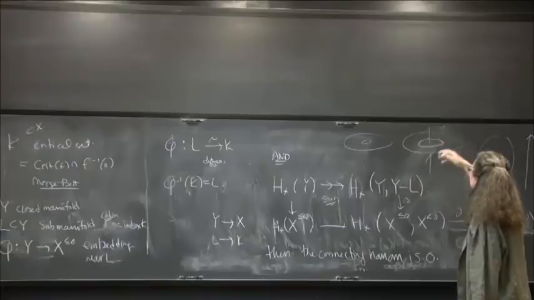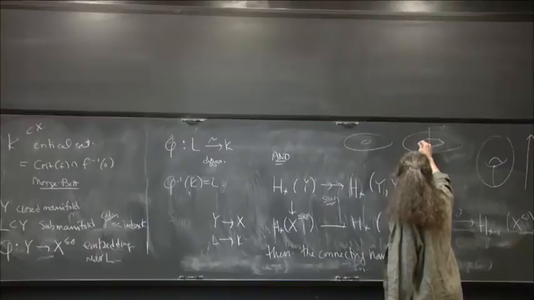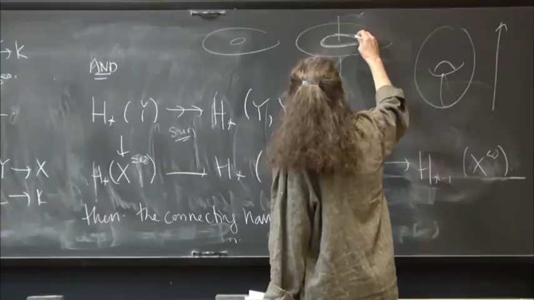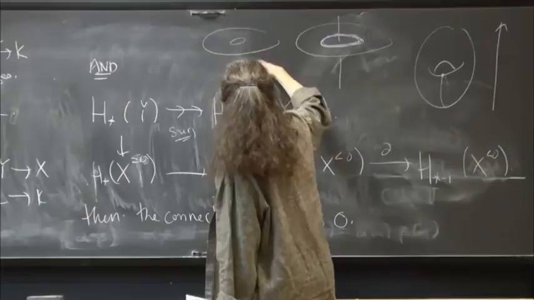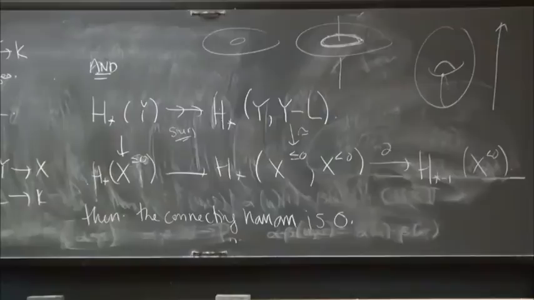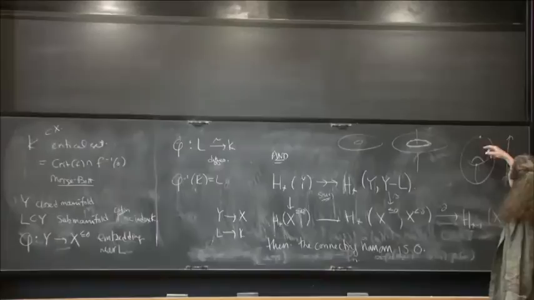It's hard to draw pictures with a high codimension in 3D, but so this would be the index. So L is just a copy of the critical set, and the codimension of L inside Y is the same as the index of K. This one here, then the completing manifold is the whole thing, right? Yeah.